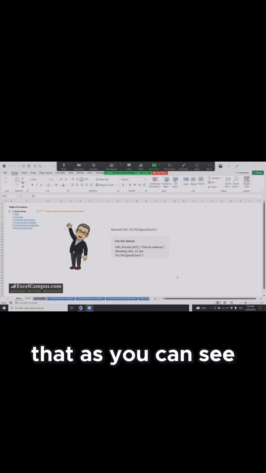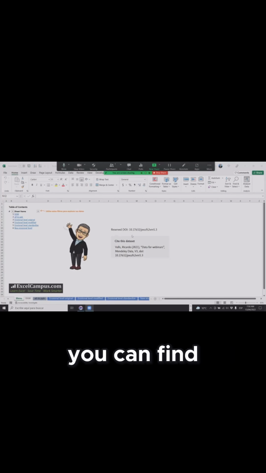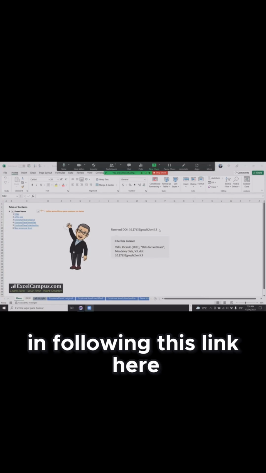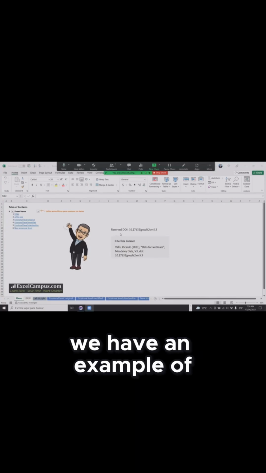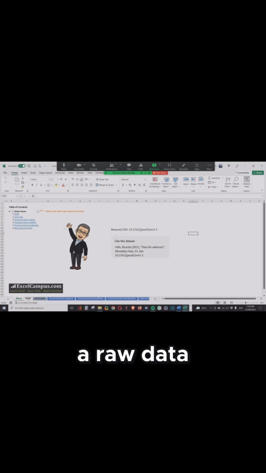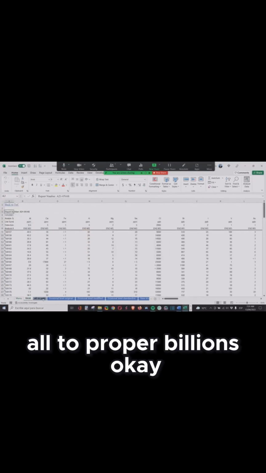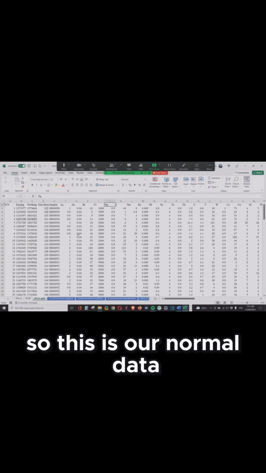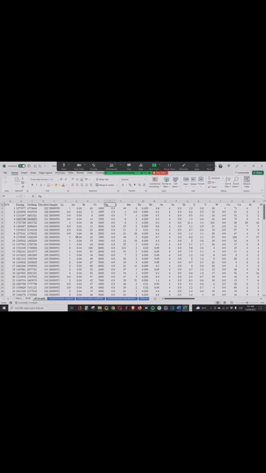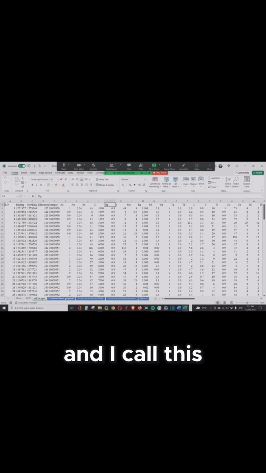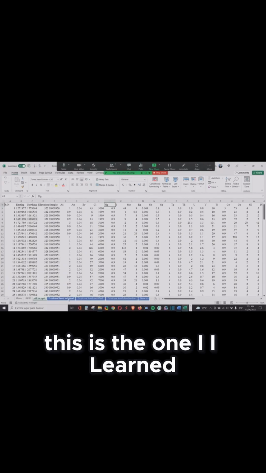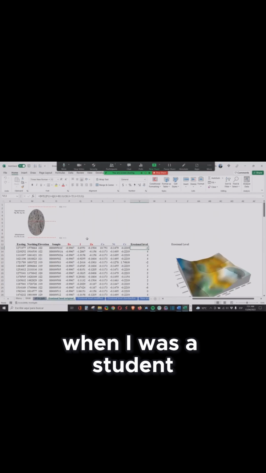Here, this table, as you can see, you can find by following this link, this DOI. We have an example of raw data, normal data, converted all to parts per billion. Okay, so this is our normal data. The method that we are talking about is called the erosional level, and I call this the original. This is the one I learned when I was a student.